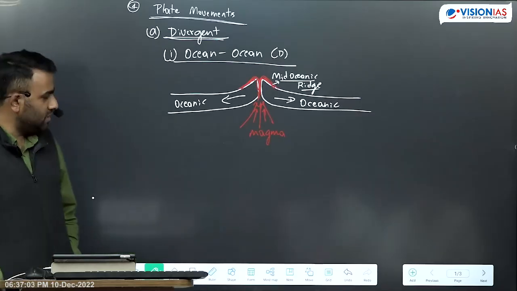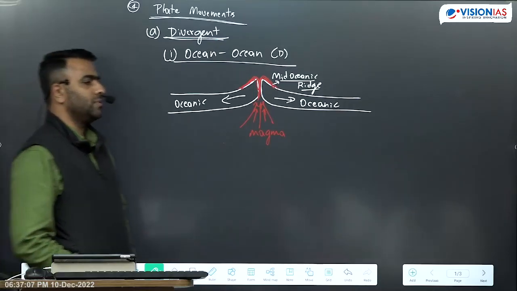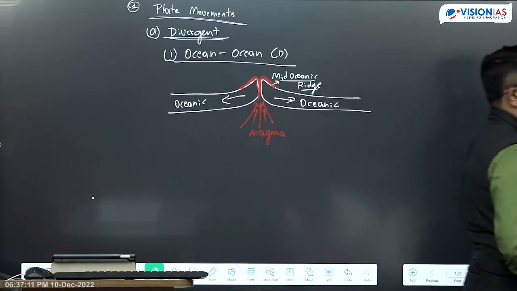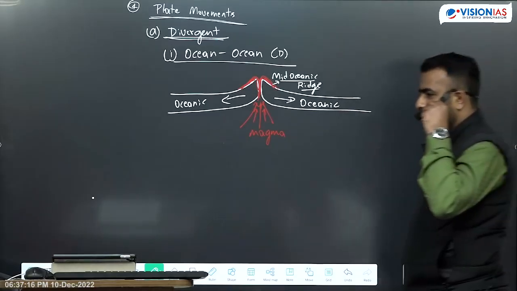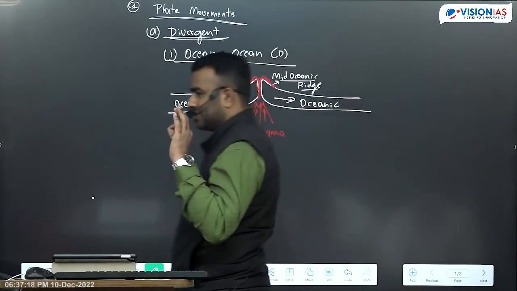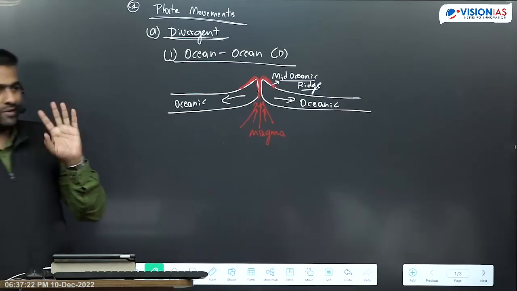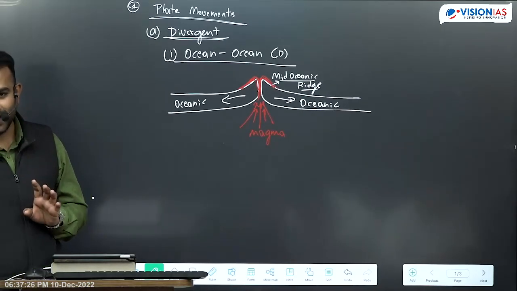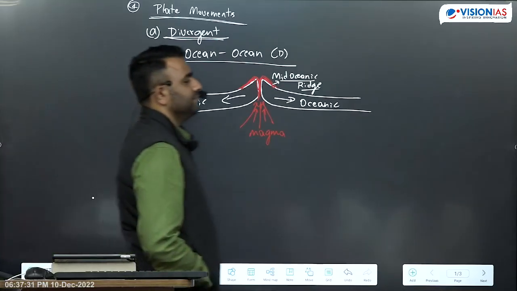So gradually, as the new oceanic crust is created, a ridge is formed at this boundary, which is called a mid-oceanic ridge. Example, the Mid-Atlantic Ridge. The Mid-Atlantic Ridge is an ocean-ocean divergent plate boundary between the North American plate and Eurasian plate, and the South American plate and African plate. That is an ocean-ocean divergent plate boundary.